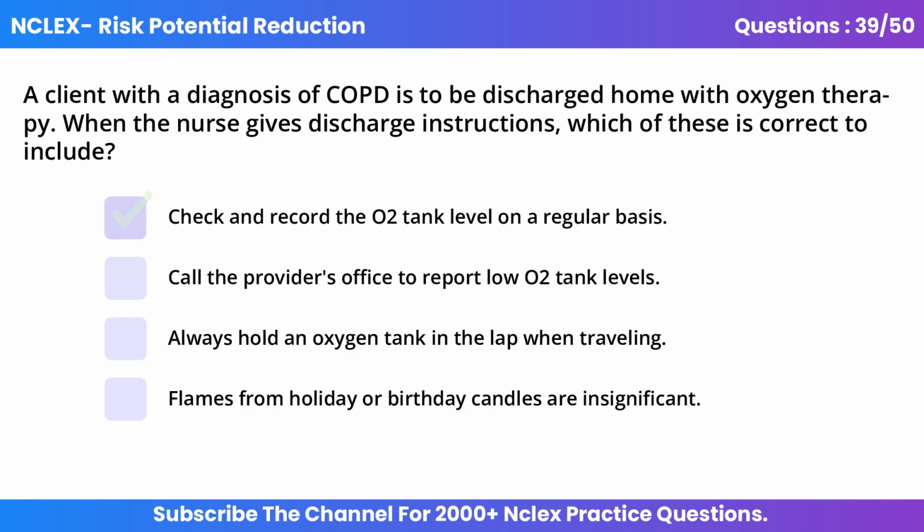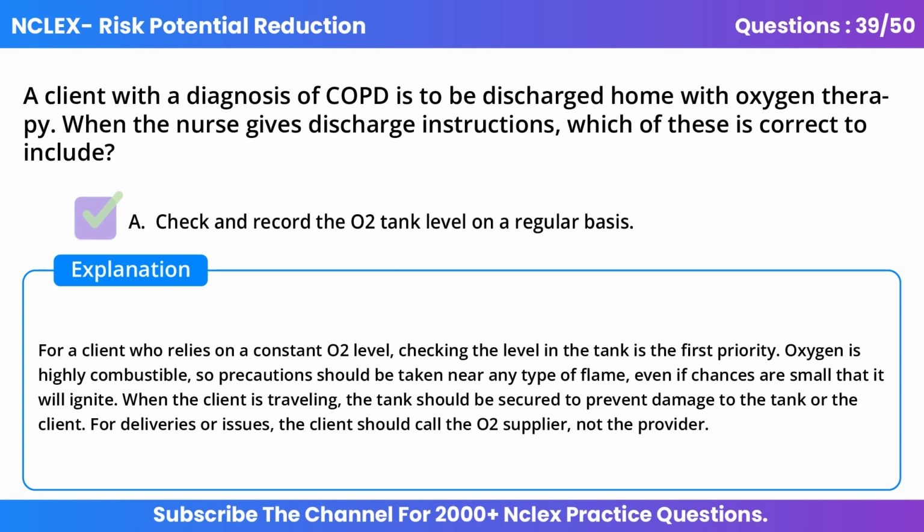A. Check and record the O2 tank level on a regular basis. For a client who relies on a constant O2 level, checking the level in the tank is the first priority. Oxygen is highly combustible, so precautions should be taken near any type of flame, even if chances are small that it will ignite. When the client is traveling, the tank should be secured to prevent damage to the tank or the client. For deliveries or issues, the client should call the O2 supplier, not the provider.